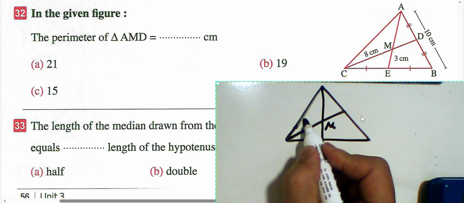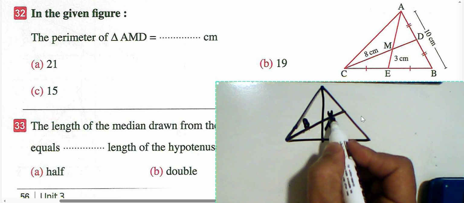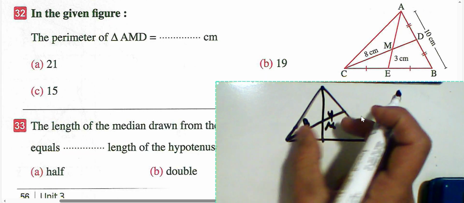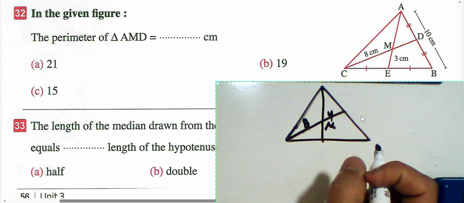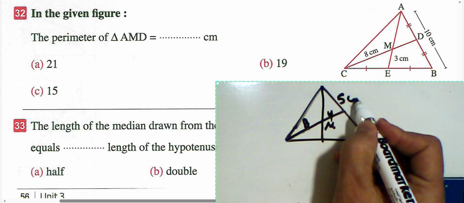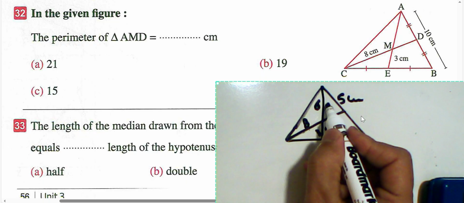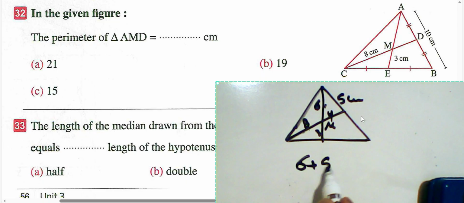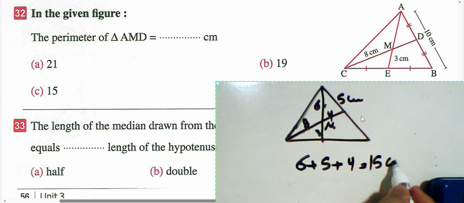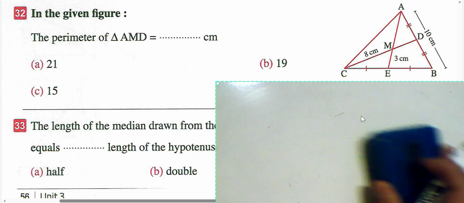Okay, and this line is 8 centimeters. This line segment will be 4 centimeters, the half of this part. And we have 10 centimeters, so this line segment is 5 centimeters. The base here is 3 centimeters, so it is 6 centimeters here. The perimeter is 6 plus 5 plus 4. 6 plus 4 is 10, 10 plus 5 is 15. The perimeter will be 15 centimeters.